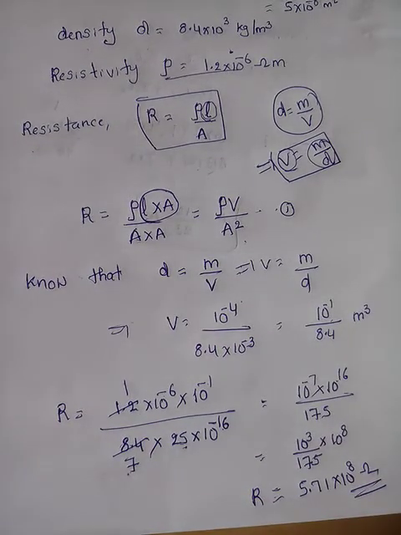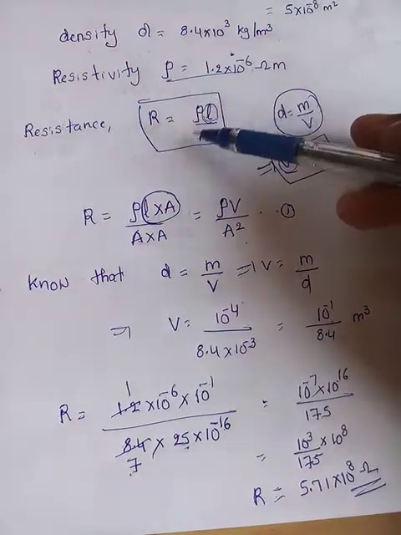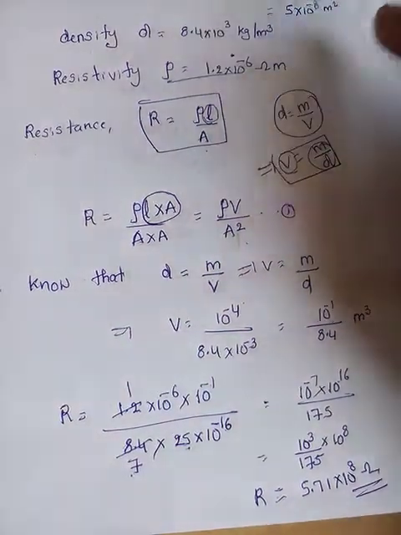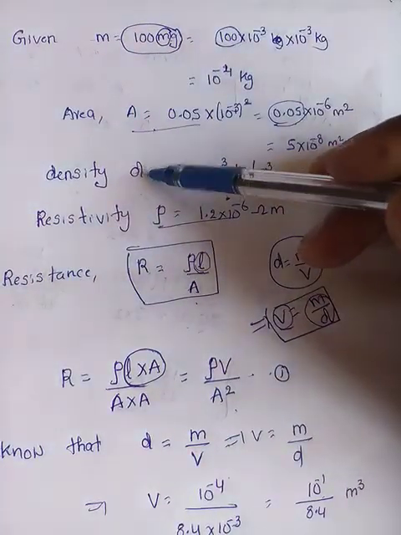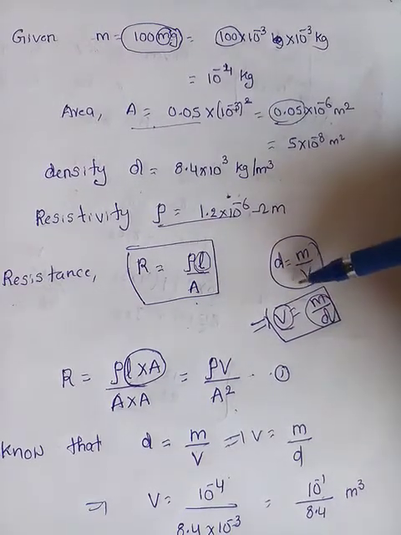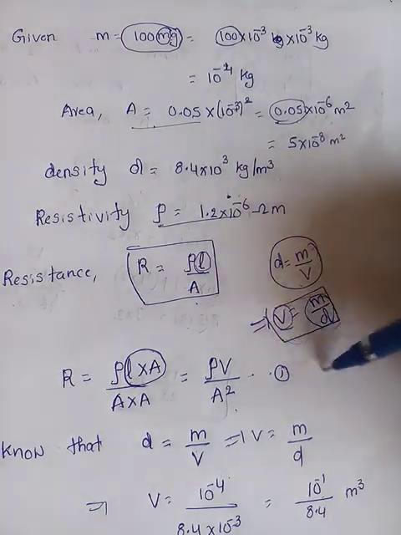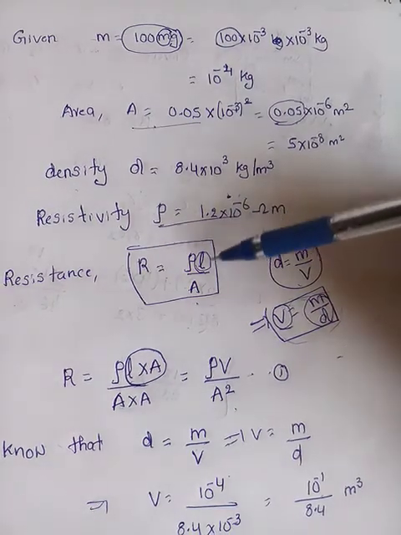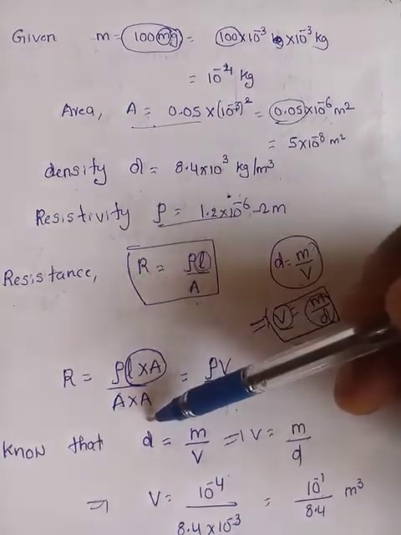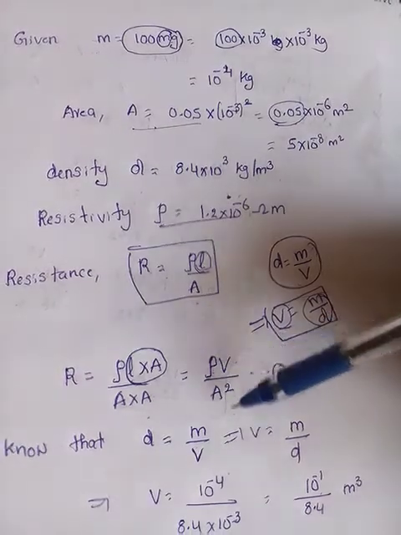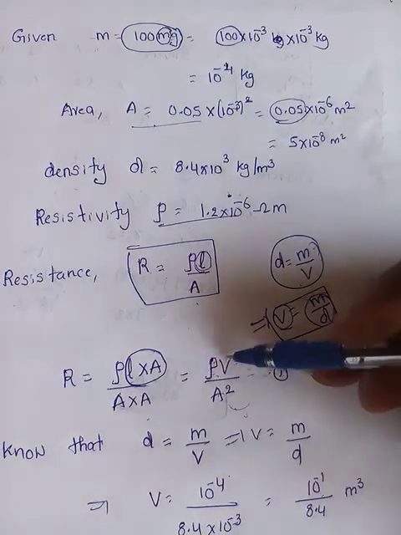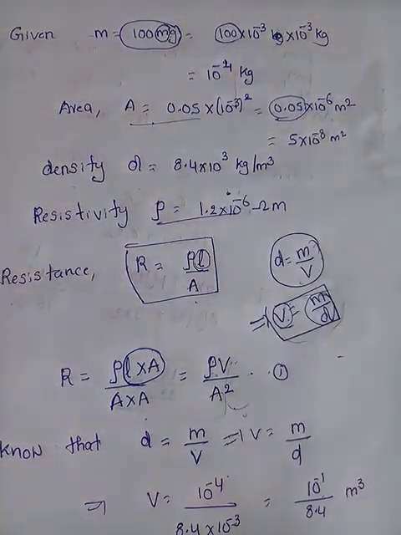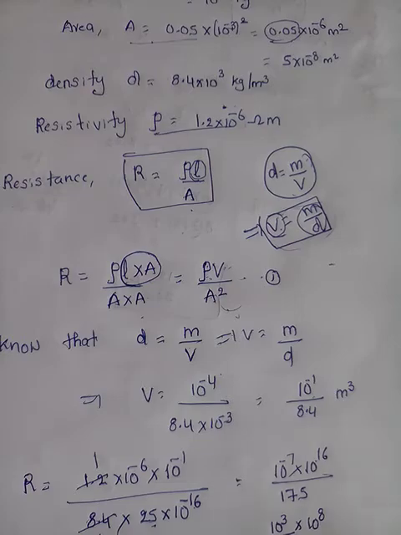So this is the way to convert our formula based on the required quantities. Here resistance is equal to rho L by A. They given rho and A, but they have not given L. They given the values of mass and density. So we convert this formula: density is equal to mass by volume, from that we get volume. I multiply and divide with area A on both sides, so that it becomes rho V by A square. If I calculate volume from mass and density, then we can easily substitute the values of rho V and A square. That is what we have done here, and calculate the value of resistance.